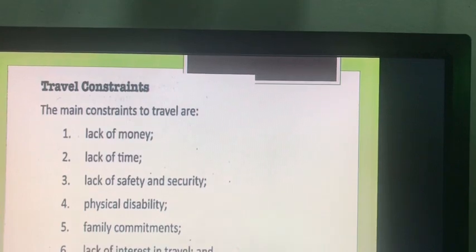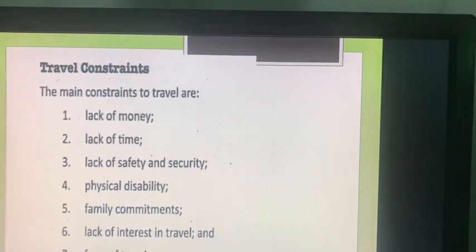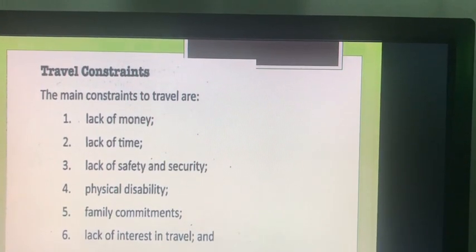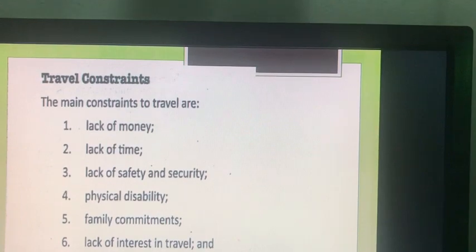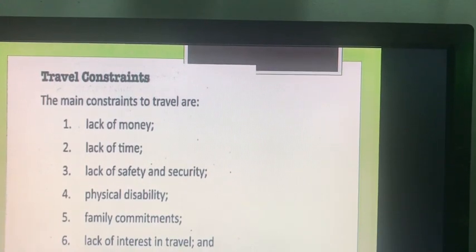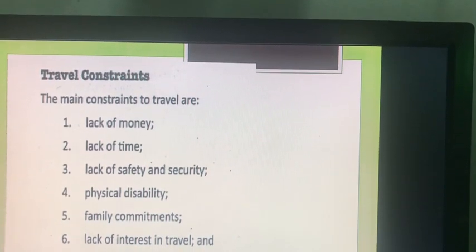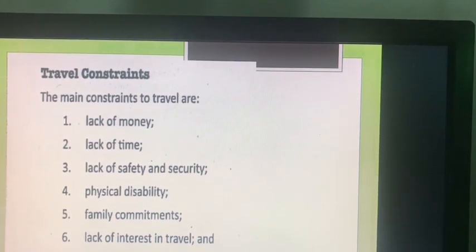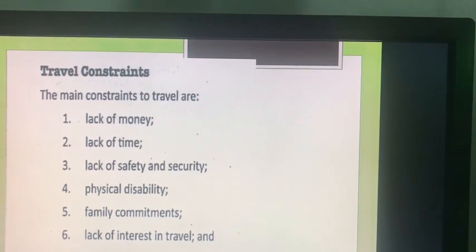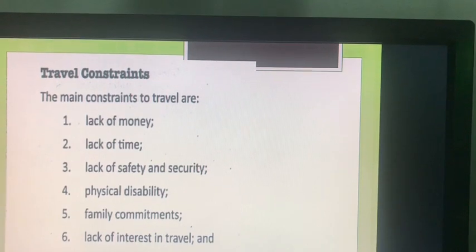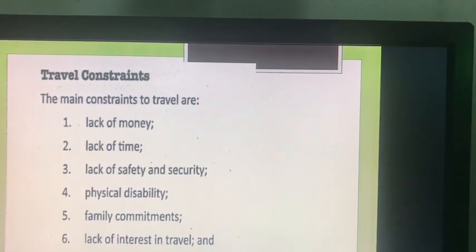Then the physical disability, of course, 'di ba? Pag PWD ka, hirap ka na sa paglalakad and all. So mahirap talaga mag-travel especially if you're alone, 'di ba? Physical disability. Then yung family commitment. So married ka na, marami kang anak, marami kang kailangan mas atupagin, 'di ba? So sometimes iniisip mo gusto mo mag-travel, but then iniisip mo naman na marami kang maiiwanan, may mga anak ka, na may mga responsibilities, like that. So mahirap din, 'di ba? So isa din siya sa travel constraints.